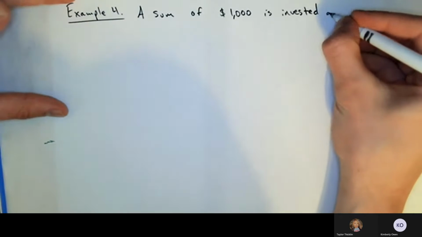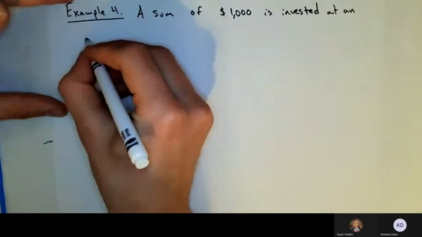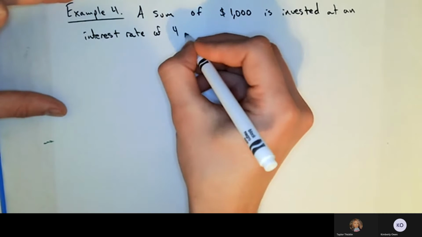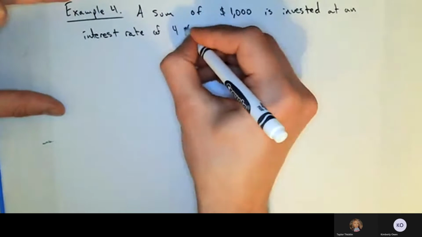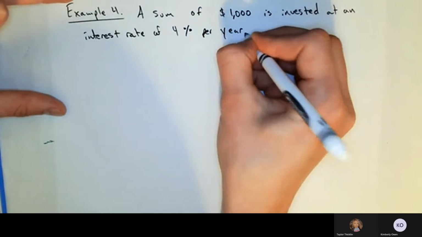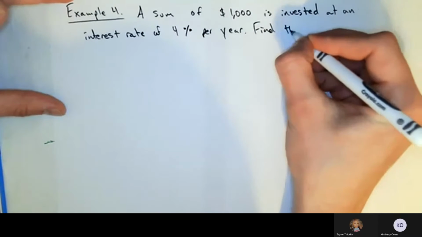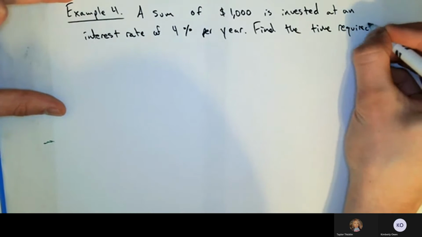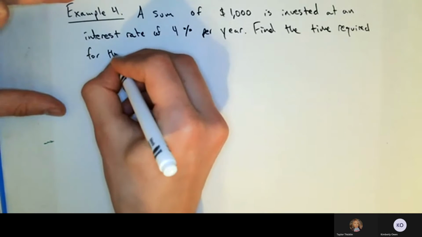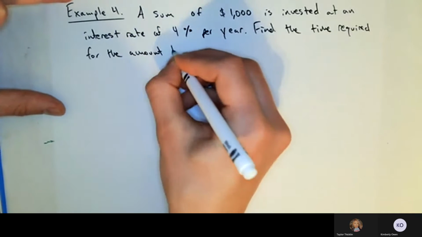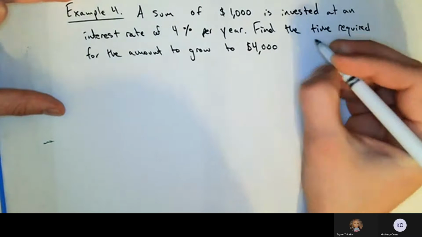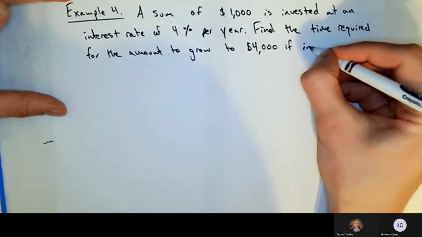So here's an official example of that kind of problem. At an interest rate, all right, here we go. Interest rate of 4% per year. Find the time required for the amount to grow to $4,000 if interest is compounded continuously.